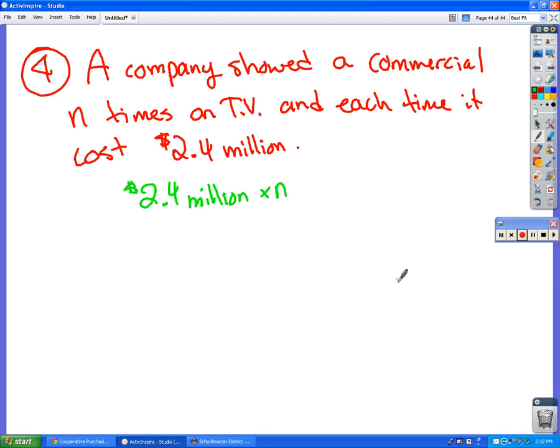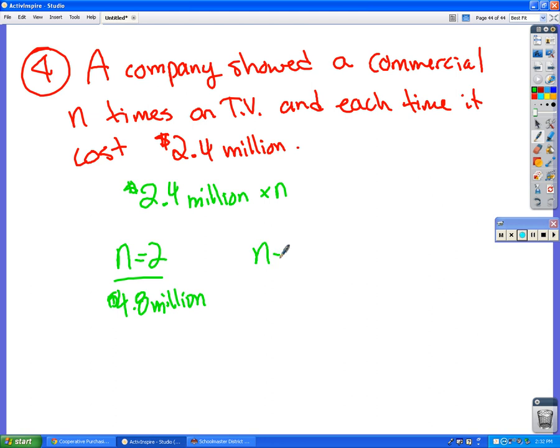So that's a way that you can figure out how much it costs depending on how many times you show it. All right. Now you can make some decisions about how many times you show it. How much would it cost you to show it twice? 4.8. Good, because 2 times 2.4 is 4.8. So that would be 4.8 million.